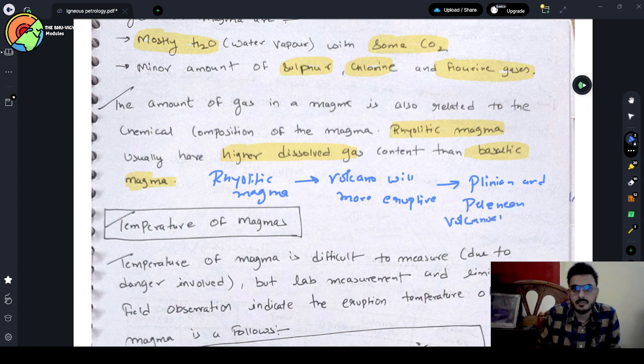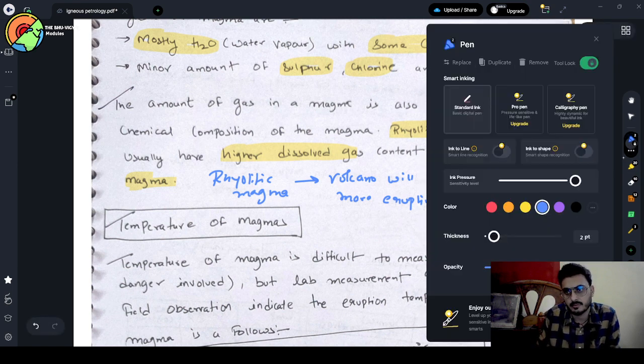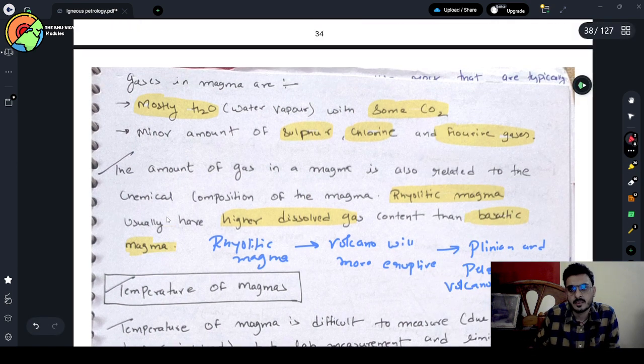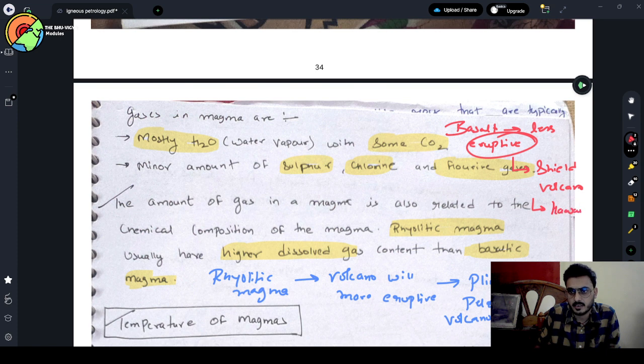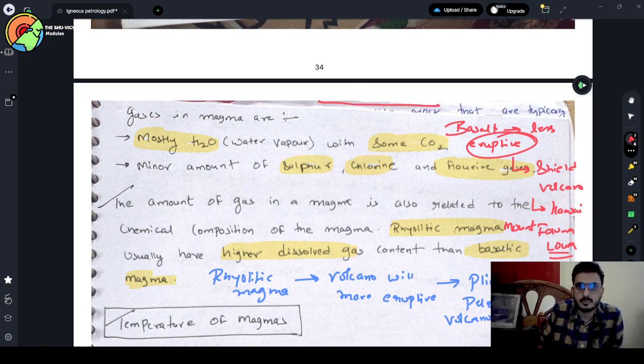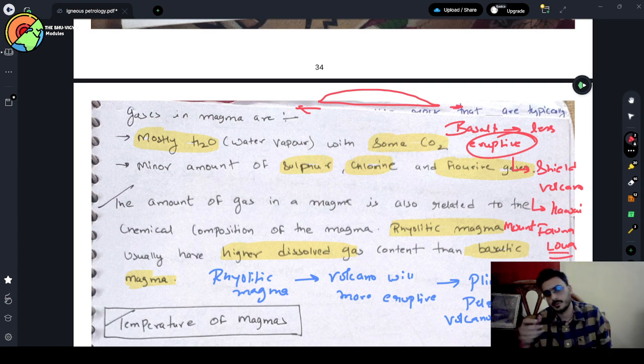And if the source is basalt, then it will be less explosive. Which type of volcano will you get here? You will get shield type volcanoes. An example is Hawaii, Mount Mauna Loa. It will be a shield type of volcano, meaning it will spread laterally a lot, and it will be less explosive.